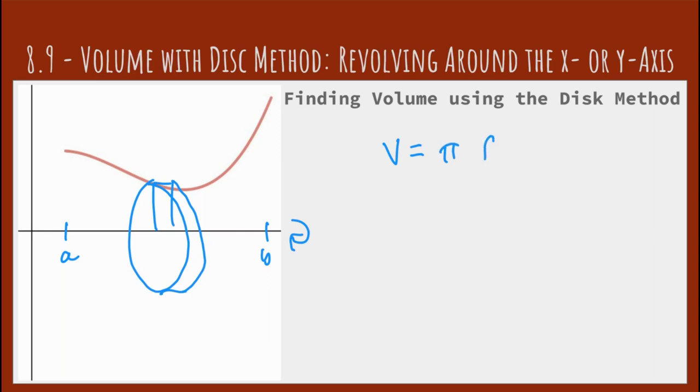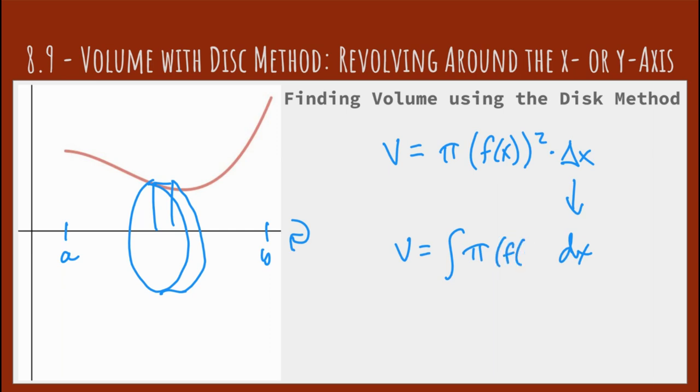So where the volume of one slice is pi times the function squared times delta x, as we use more and more of them, delta x is going to approach dx, and so our volume is going to be the integral of that cross-sectional area, pi r squared, and r is going to be given by the function.